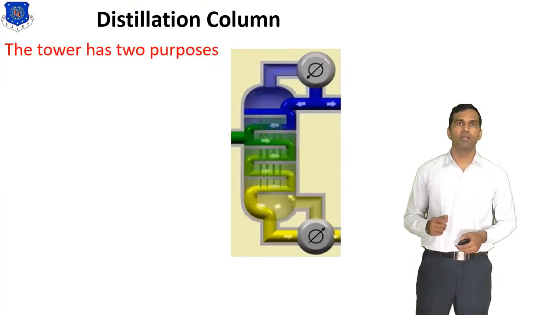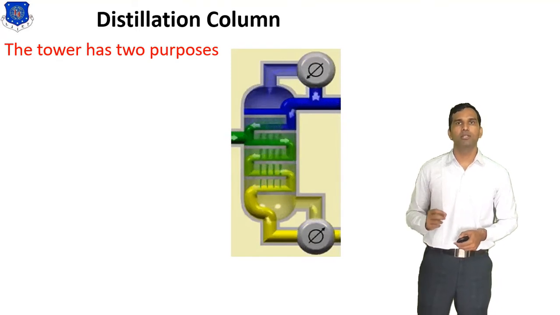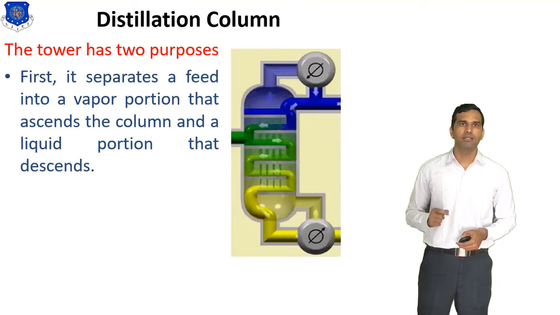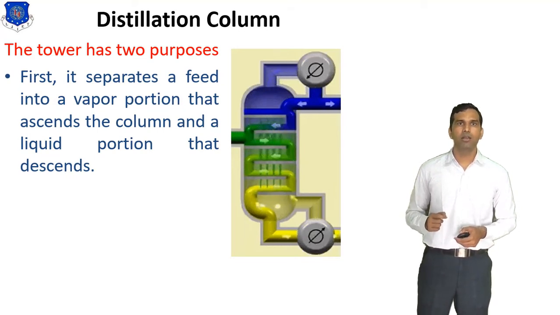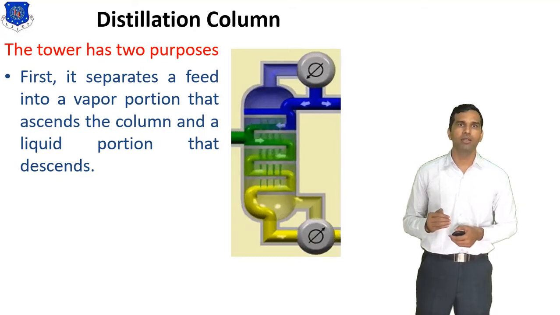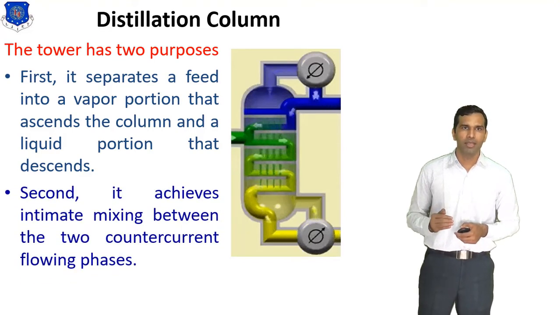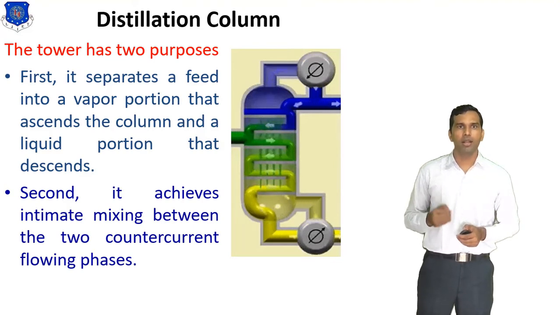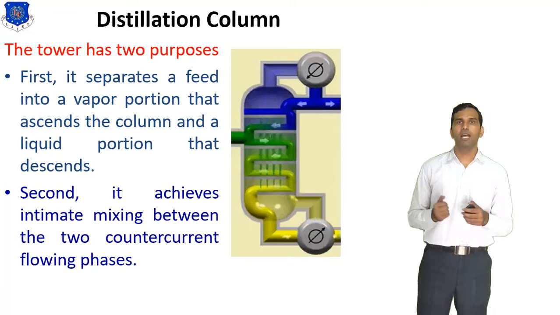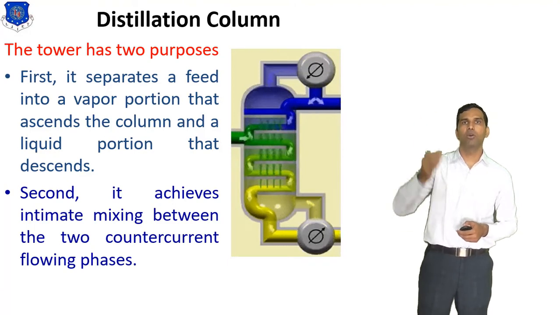Now, the tower has two purposes. The distillation column is also known as the distillation tower. The first purpose is to separate a feed into a vapor portion that ascends the column and a liquid portion that descends. The second is that it achieves intimate mixing between the two countercurrent flowing phases. So these are the two purposes of the distillation column.